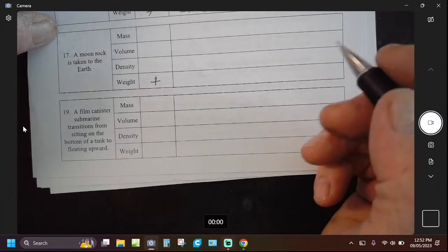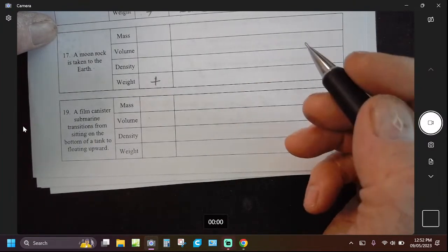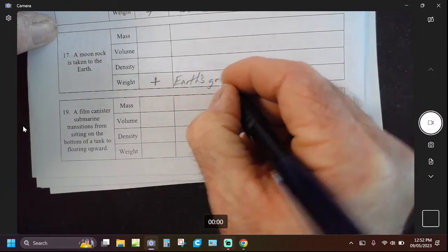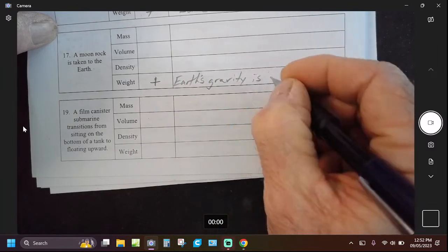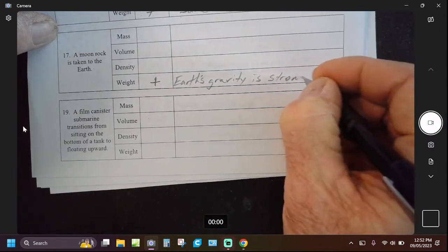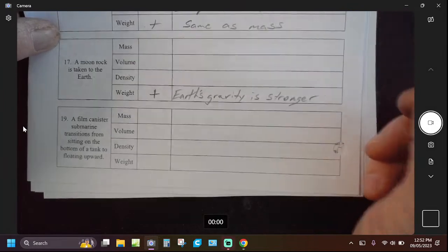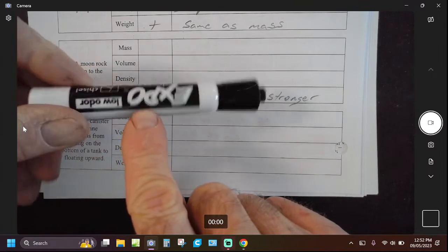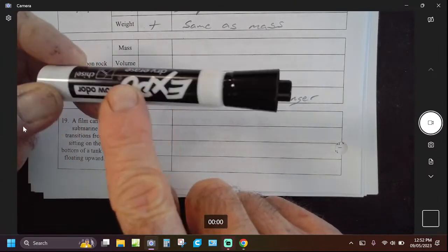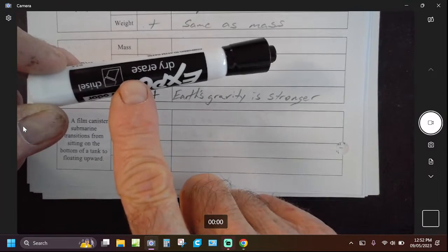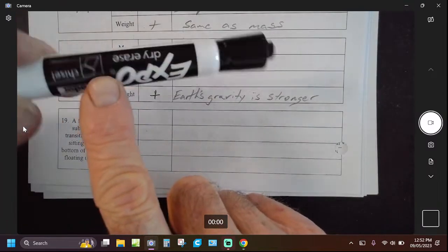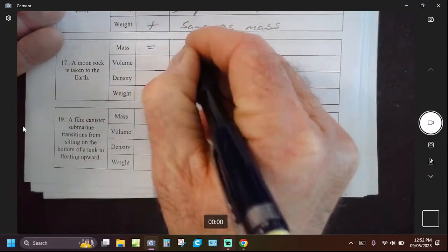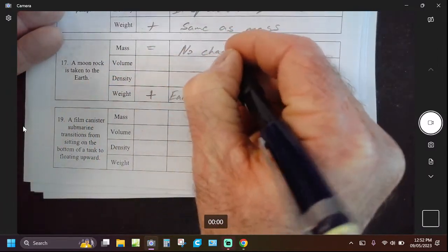So there's gravity on the moon too. Where's gravity stronger? So Earth's gravity is stronger. I'm not going to write stronger than the moon's gravity because I don't have space. But if this is what it looks like on the moon, and this is what it looks like on the Earth, have I changed its mass? Have I added stuff? Taken away stuff? Is there any change in mass? No. So no change.